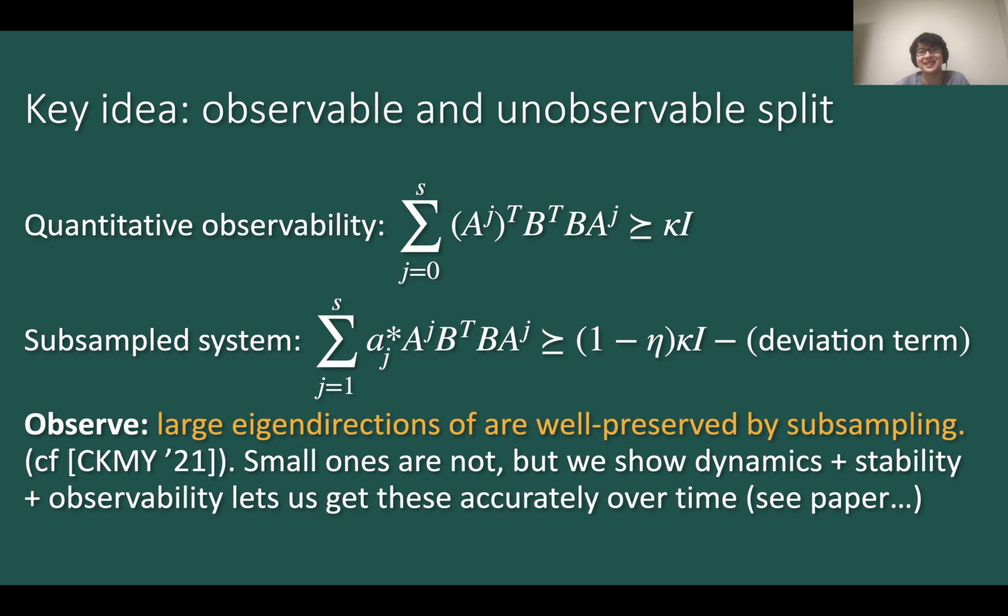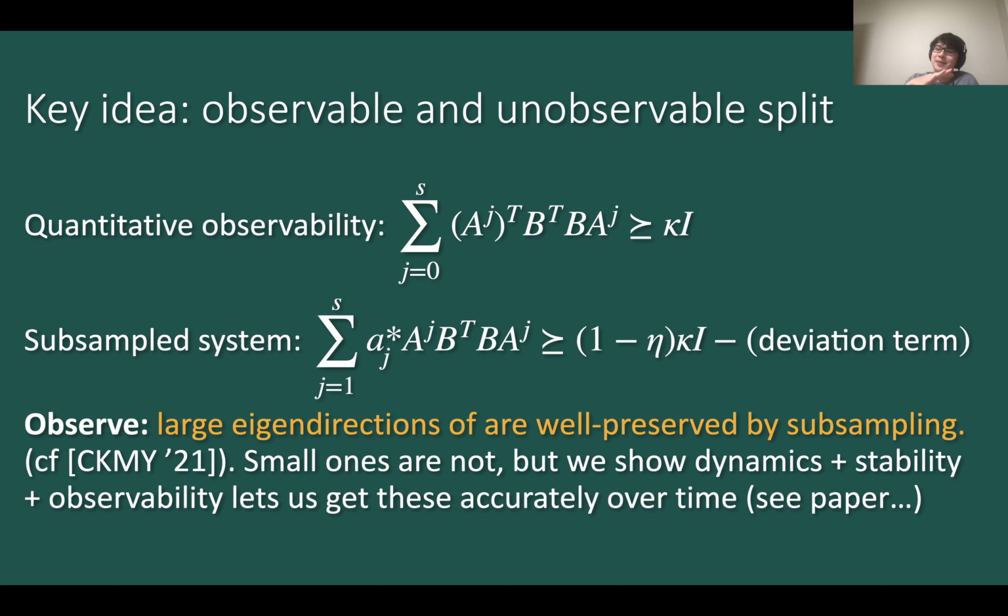And in this one slide, I'm trying to summarize how this actually plays into our analysis. So first of all, on the first line, we have the assumption. So I just wrote out the appropriate quantitative version of the observability assumption. So this is saying the bottom singular value of that matrix is lower bounded by some constant kappa.